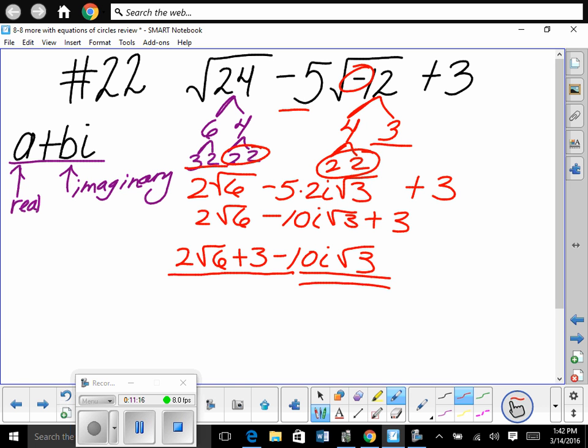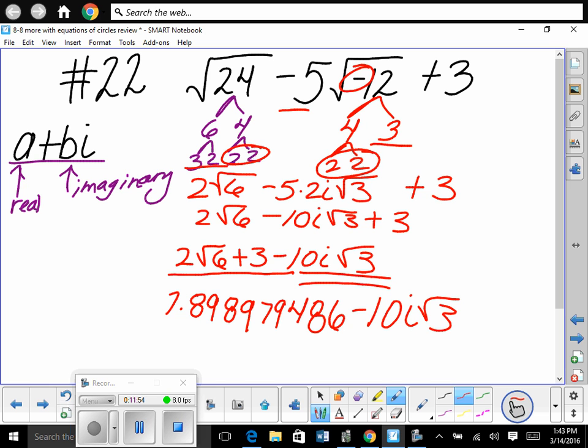Technically, we could combine them, but it's going to be a really long decimal. So you could, let's do this. Type it in your calculator. 2 square roots of 6, close your parentheses, plus 3. You'll get a decimal. Does that make sense, everybody? So you can't combine those? Okay. So, I mean, I would accept that answer, or for this one, I would accept this. So 2 square roots of 6 plus 3, you should have got the decimal 7.898979486 minus 10i square roots of 3. That answer is acceptable as long as you put the full decimal.